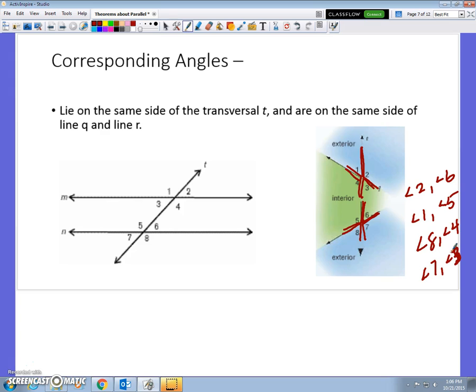So over here is where our theorems and postulates are going to come from when we have parallel lines. That's really what our emphasis is on. Angle 1 and angle 5 are corresponding, or angle 3 and angle 7, or angle 2 and angle 6, or angle 4 and angle 8. They're on the same side of the transversal and on the same side of the line. So bottom half, 4 and 8 go together.